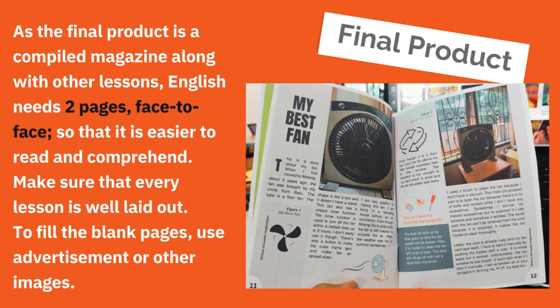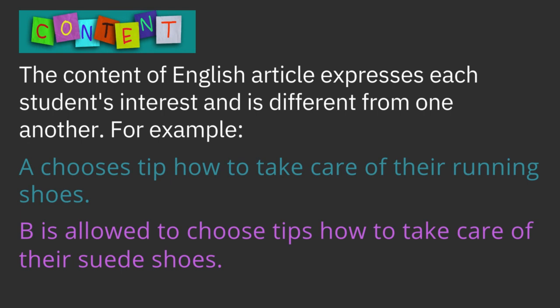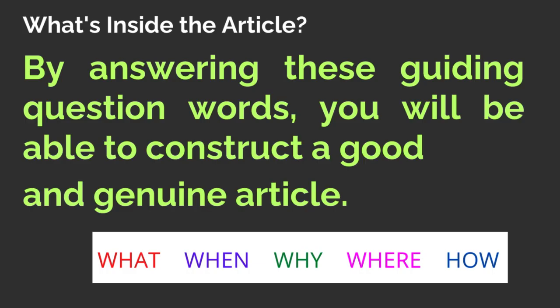The content of English article expresses each student's interests and is different from one another. For example, A chooses tips how to take care of their running shoes. B is allowed to choose tips how to take care of their sweat shoes.